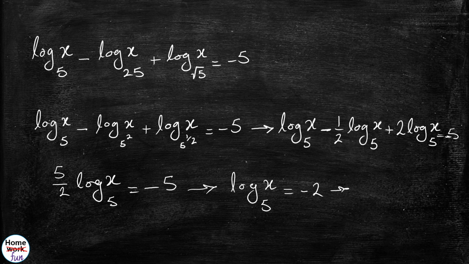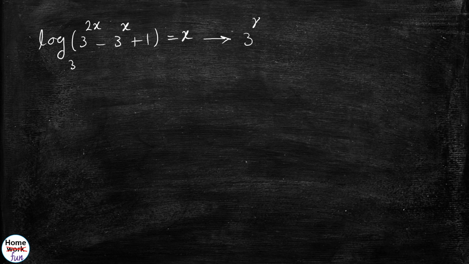And then use the definition of the log. The base to the power of the answer of the log, to the power of negative 2, must equal x. What is 5 to the power of negative 2? So that's 1 over 5 to the power of 2, or just x equals 1 over 25. That's the answer. Let's see another example. Find x. Using the definition of the log, we say the base of the log to the power of the answer of the log, which is x, equals what's in front of the log.